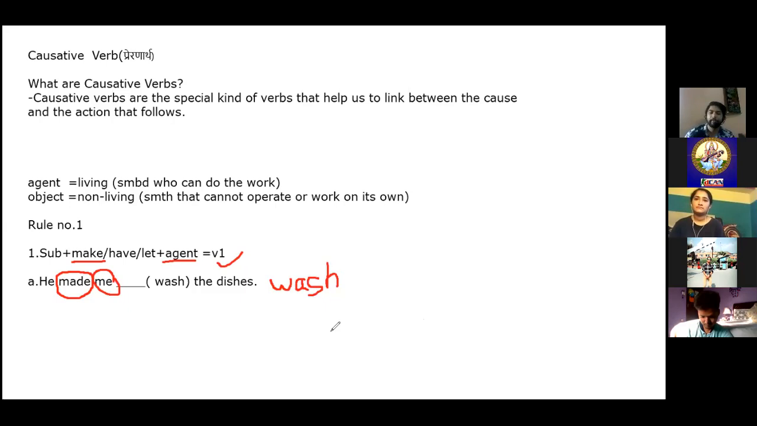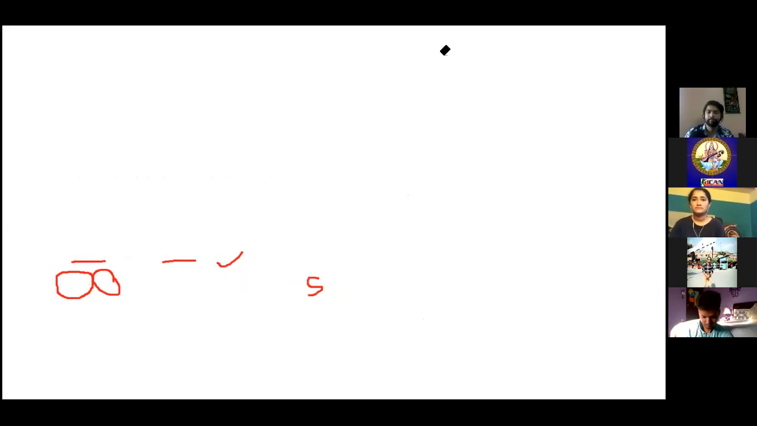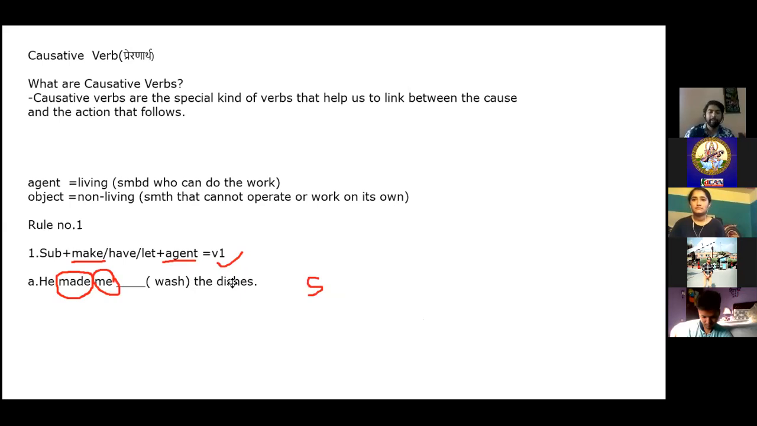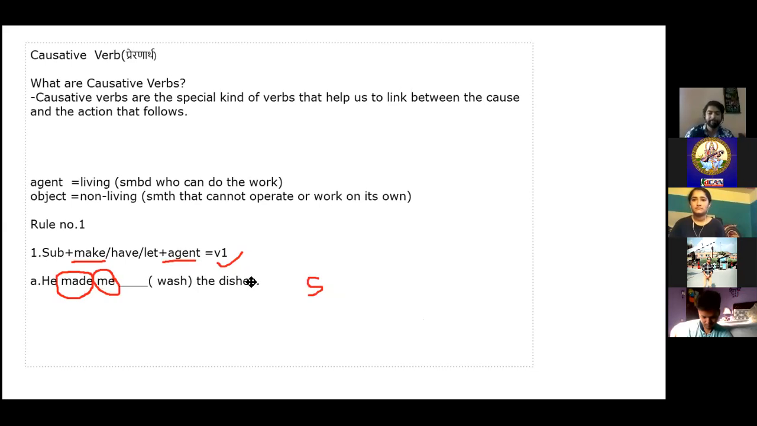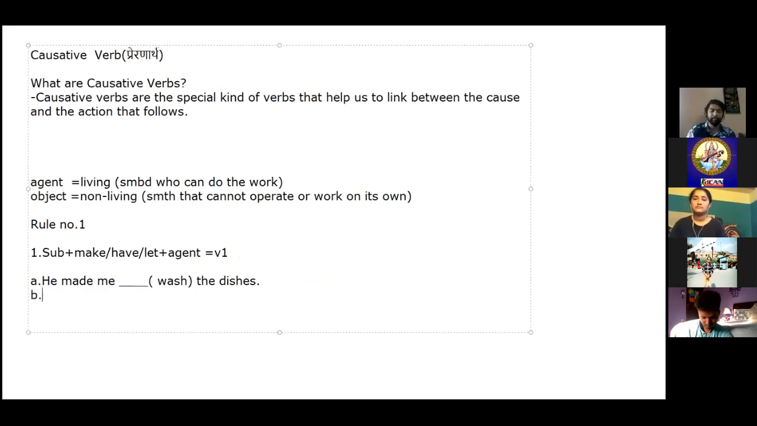All right, let's forget it. She will get him. Oh no.